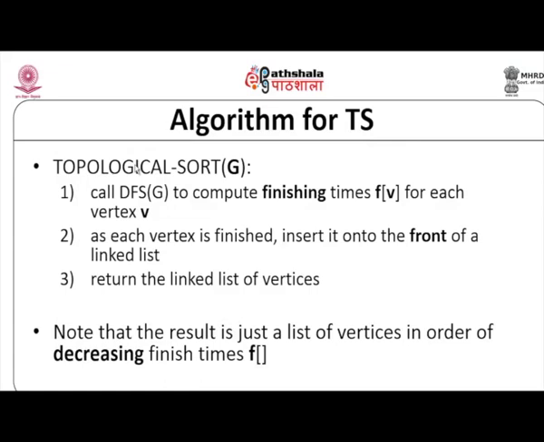Now, the algorithm for topological sorting using depth first search is: call the depth first search of the graph to compute finishing times f of v for each vertex v. We will talk about this finishing time again. As each vertex is finished, insert it into the front of a linked list and then return the linked list of vertices. Note the result is just a list of vertices in order of decreasing finishing times.